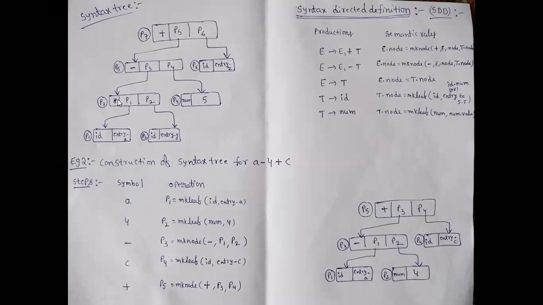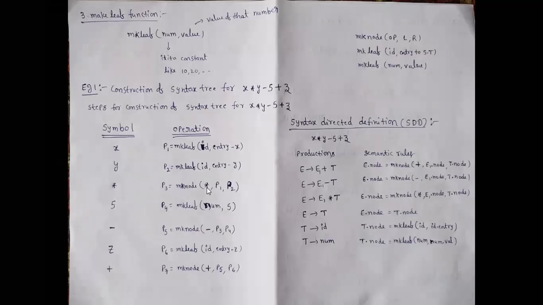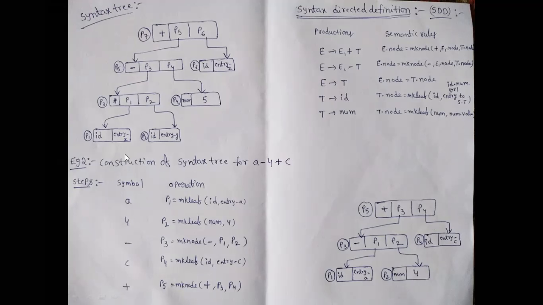These two go to P3. So star. In this P3 we are having three fields: star, P1, P2. Here P1 is the left child address and P2 is the right child address. That is P3. And P4 we are having two fields, number and that particular number value. Next is P5, minus P3 P4. So P3 is the left child address, P4 is the right child address.